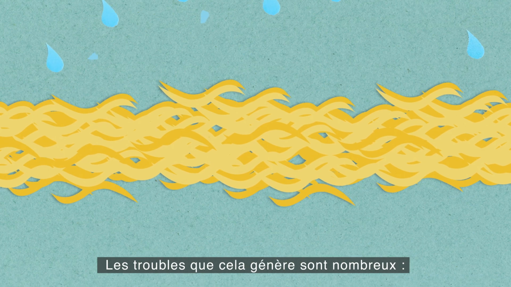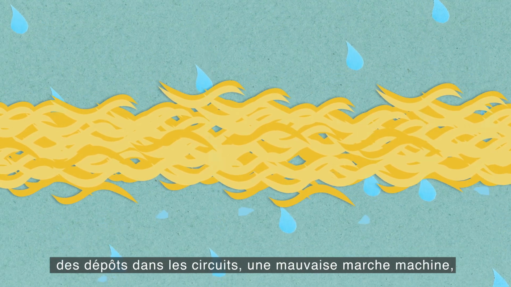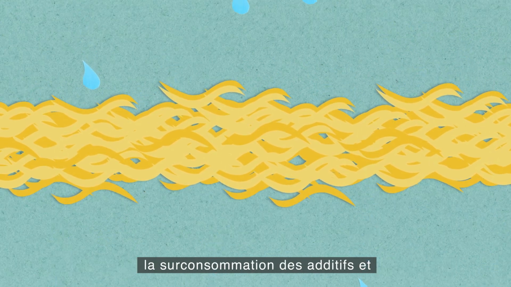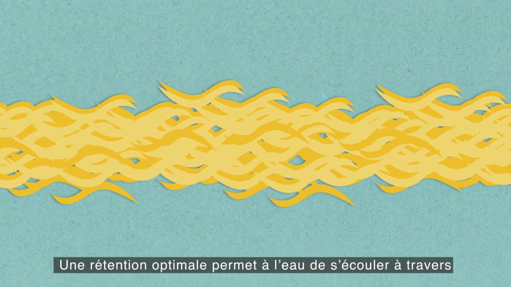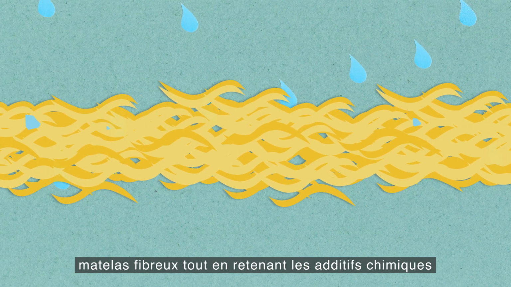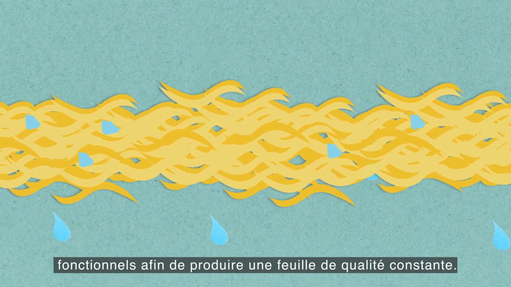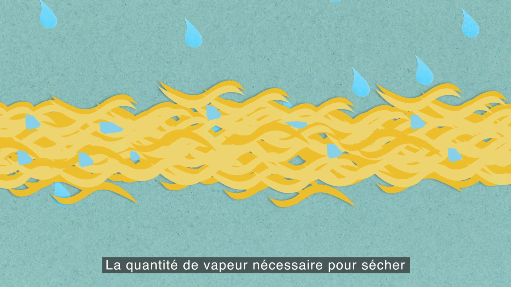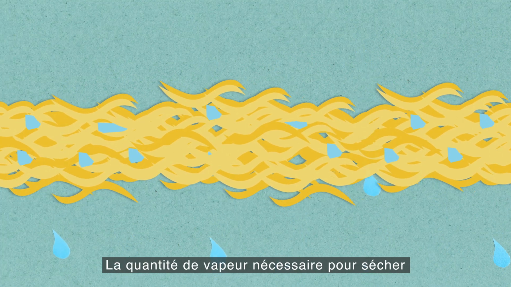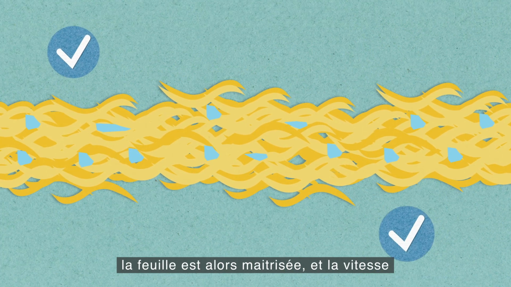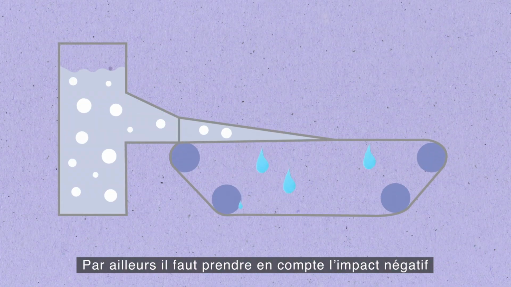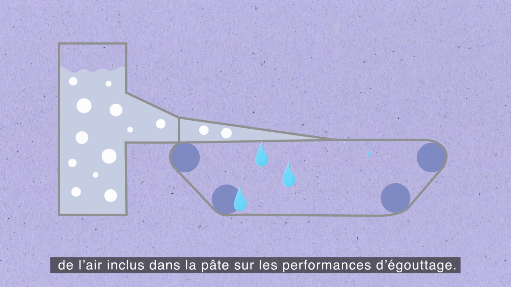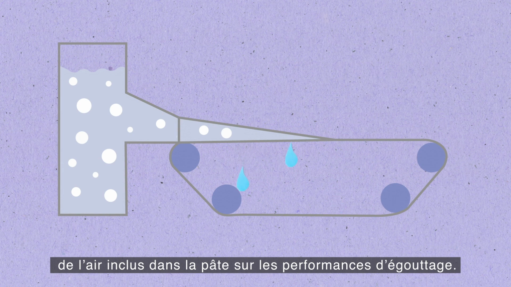This causes several issues, such as deposits, poor runnability, increased usage of functional chemicals, and sheet two-sidedness. Ideal retention allows water to drain through the sheet while retaining the paper machine chemicals and producing a consistent product. This reduces the steam required to dry the sheet in the dryer section and allows the machine to run faster as well.